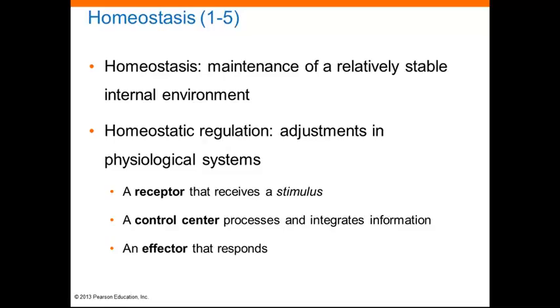So I mentioned homeostasis. So let me define that term for you. Homeostasis is the maintenance of a relatively stable internal environment, the result of interdependence of organ systems functioning together. So homeostatic regulation is the adjustments in physiological systems that preserve homeostasis. And a typical homeostatic loop contains a receptor that receives a stimulus, a control center that will process and integrate information from the receptor, and then an effector that will respond to the control center to change the body's response.